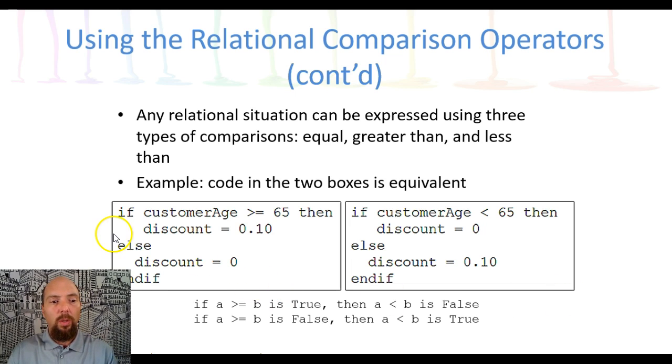So what I want to do is I want to see if this person's customer age is greater than or equal to 65, then we're going to give them a discount of 10%. That's what this means right here. So 0.10 is the same as 10%. If they're not older than 65, so meaning if this is true, we do this. If this is not true, then we do this thing down here. It's called an else statement.